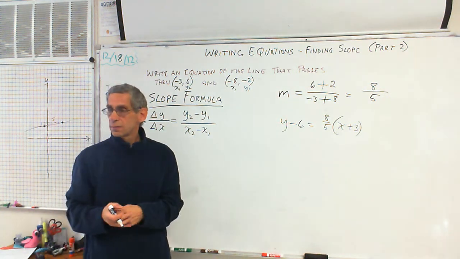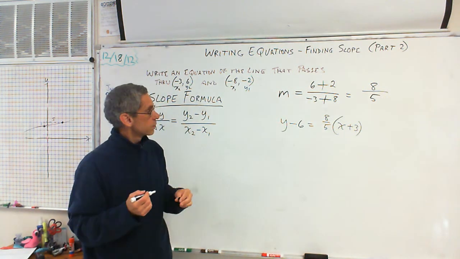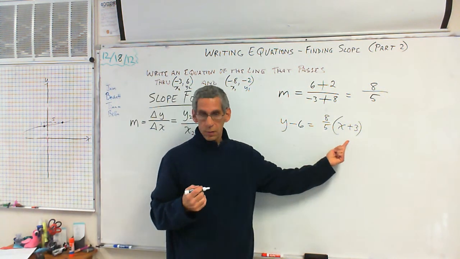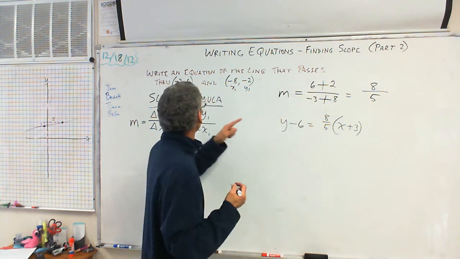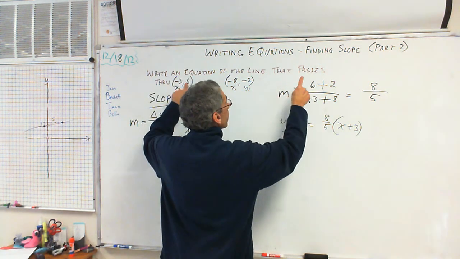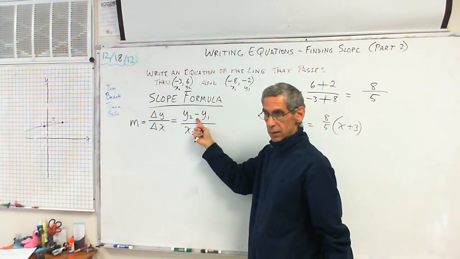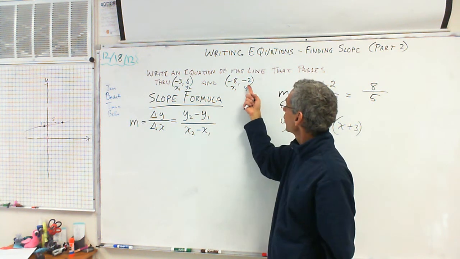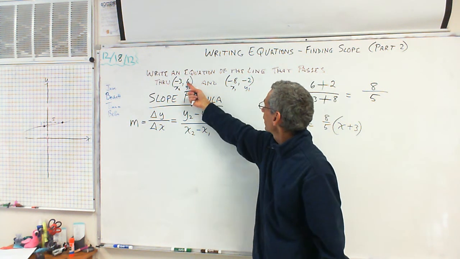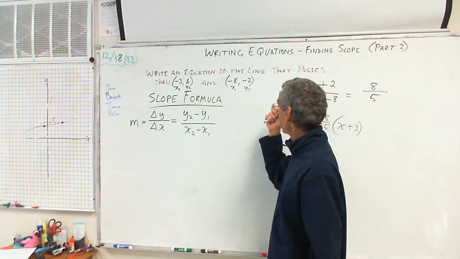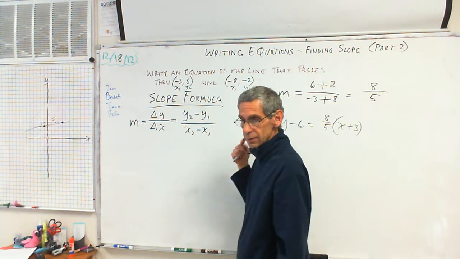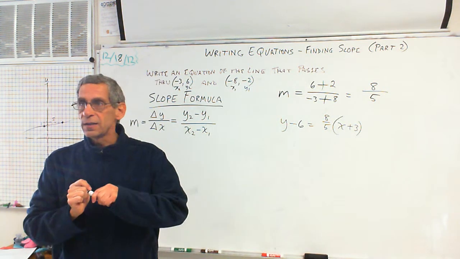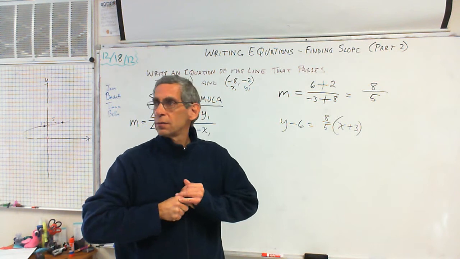Wait, how did he get plus again? Oh, because it's minus a minus. Remember, the formula has the minus in it. So if the formula has a minus in it, and the point has a minus in it too, 6 minus a minus 2 becomes positive 2. See what I mean? All right, that's it. That's the lecture. Question?